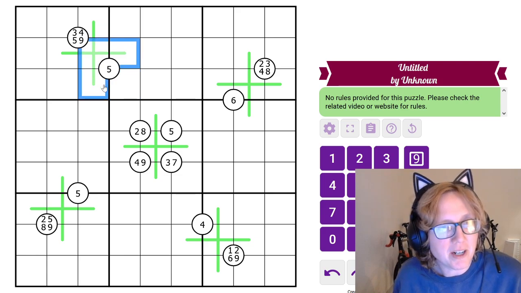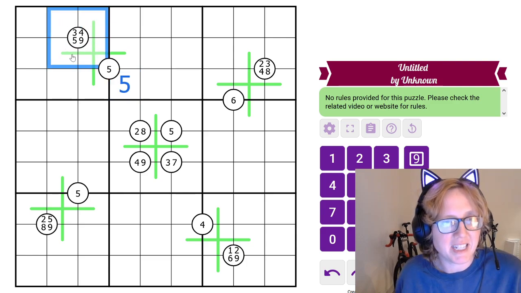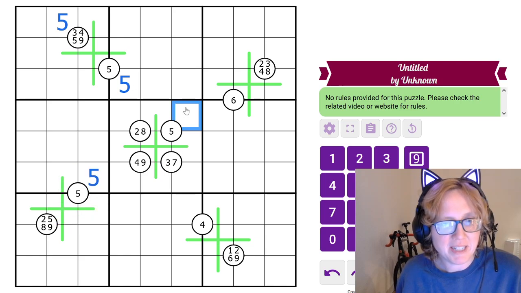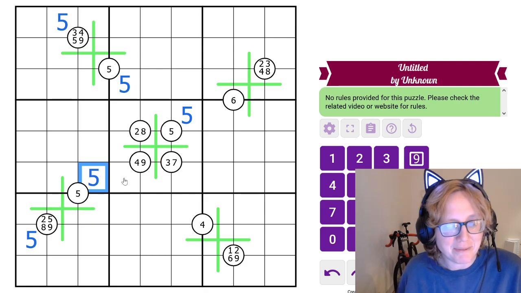And because this quad covers almost entirely a German whisper, the only place we can put the 5 is there. Similarly here, we're going to need to place our 5 there. Here, we have to put a 5 there. We have to put a 5 there. I think, nope, those aren't all my 5s. There's another 5. So a lot of 5s.